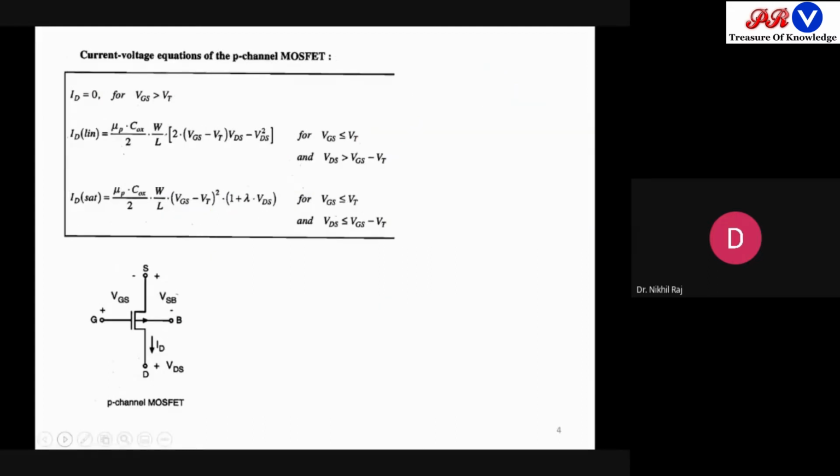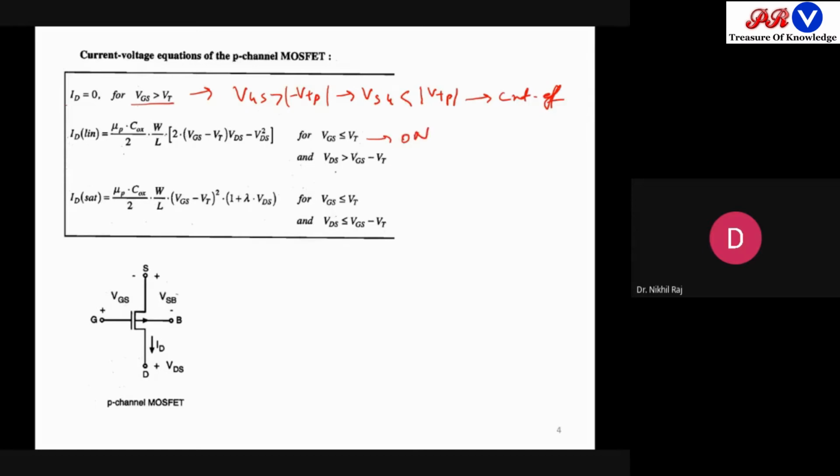Now if we go for the P channel analysis, again for P channel, if VGS is greater than VT, this means VT is nothing but VTP. So we'll say VGS is greater than VTP minus mod of VTP, or we can say VSG is less than magnitude of VTP. Okay, so when this relation holds, it is in the cutoff mode. In the second, this shows it is an on condition.